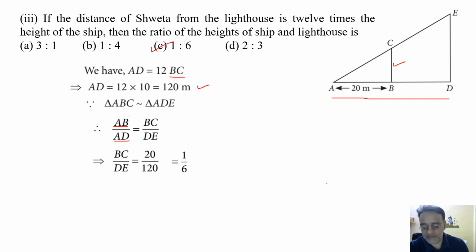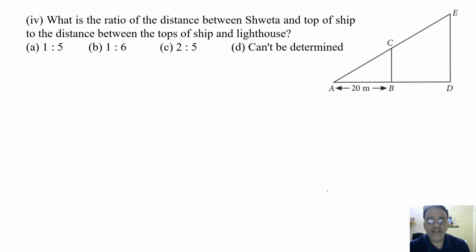Now we'll move towards the fourth question. What is the ratio of the distance between Shweta and the top of the ship to the distance between the tops of the ship and lighthouse? So ship का जो top है वो C है और lighthouse का जो top है वो E है, और Shweta और top of ship is AC. That means we have to find AC by CE. So सबसे पहले जो triangle हम लोग similar prove किए हैं, triangle ABC similar to triangle ADE. So their corresponding sides are proportional.